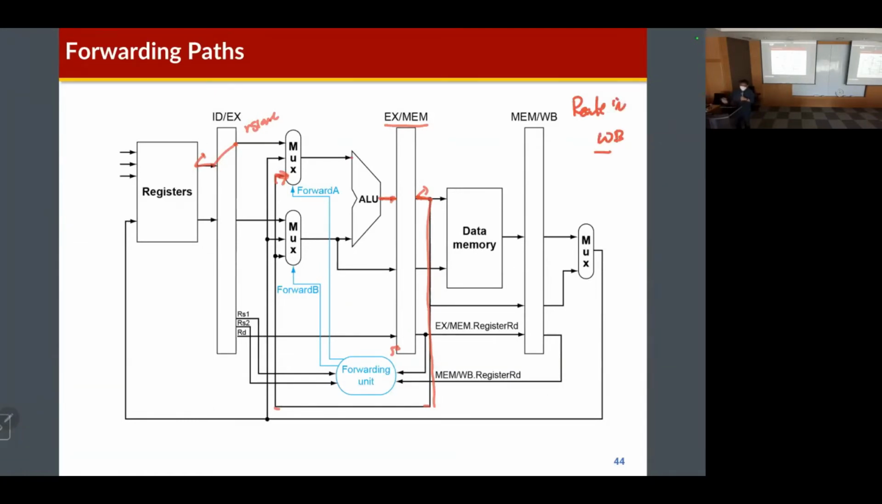So what is the result in write back? Is it this result, or this result, or this result?